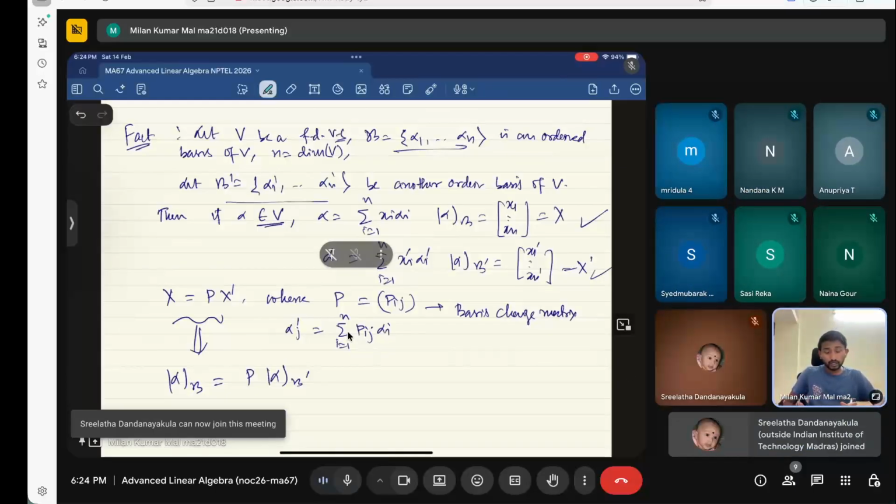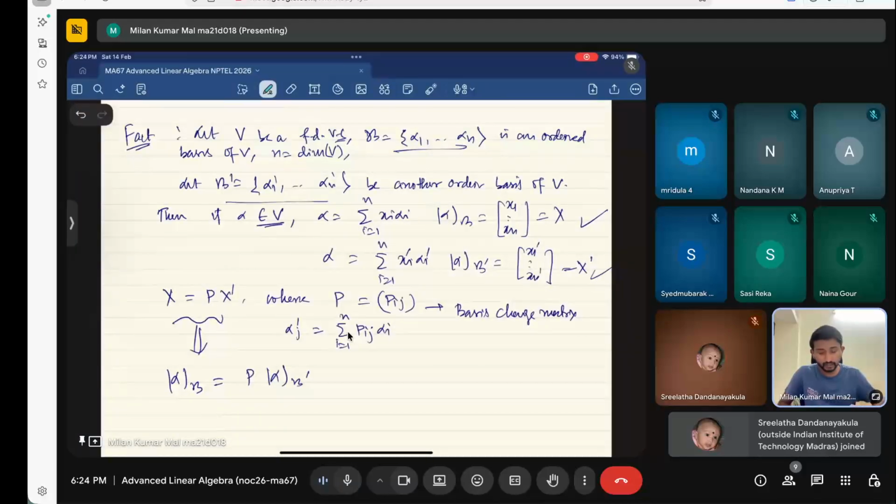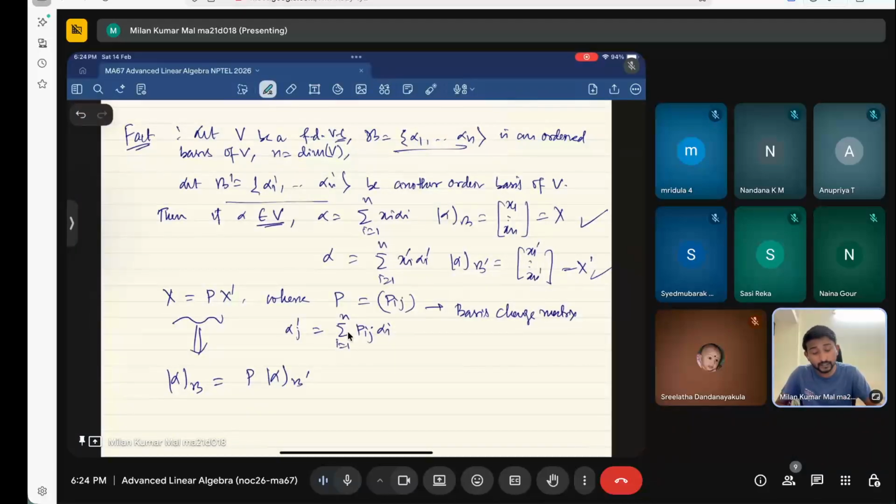Suppose you have an invertible matrix P. Here the starting point was that two ordered bases are given. Now suppose we have an invertible n by n square matrix, obviously square, and we are given an ordered basis alpha 1, alpha 2, ..., alpha n. Then how do we get the other ordered basis? One can get it this way.